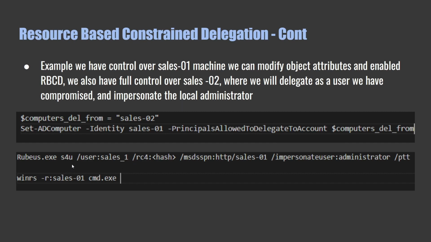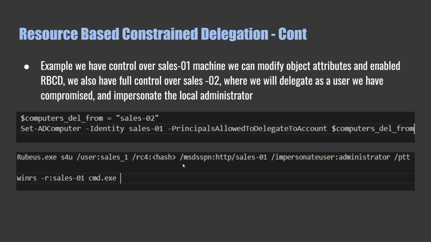Now we're going to use Rubeus. I'm going to use the S4U proxy. We're going to specify the user that we want to authenticate as. So we've dumped credentials from the sales 02 machine. The user sales 01, probably should have said sales 02 there. That's the user we found.